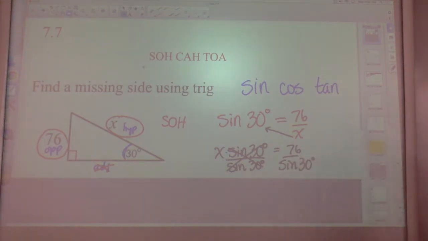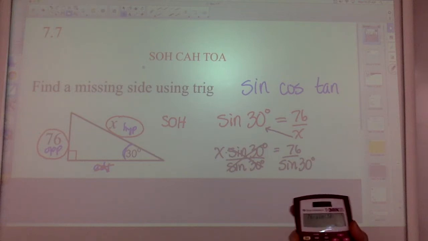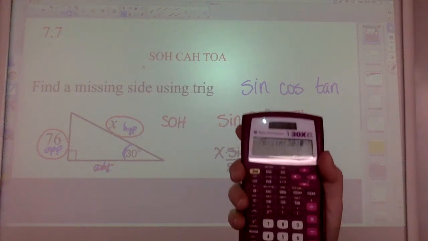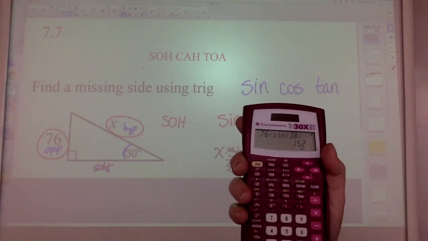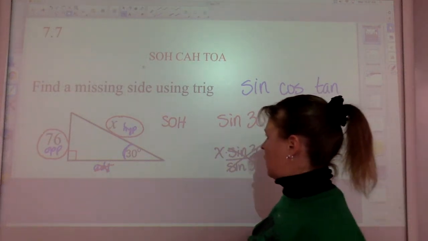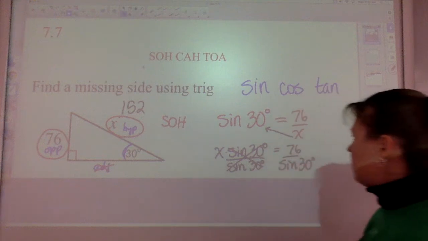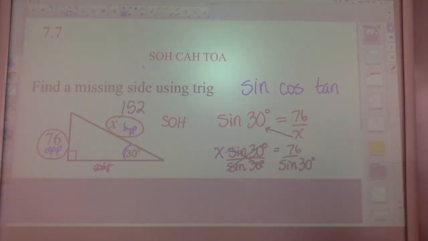How big is that side? We're going to have to take our calculators and type in 76 divided by the sine of 30 degrees, parentheses, equals 152. So that side just so happens to be 152. X equals 152.